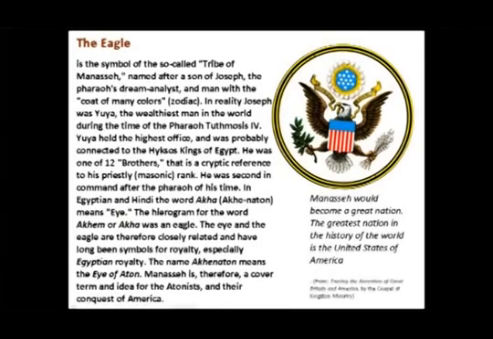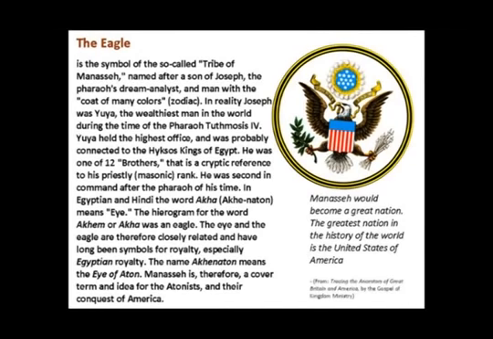In Egyptian and Hindi, the word Akka, like in Akhenaten, means eye. The hieroglyph for the word Akem or Akka was the eagle. The eye and the eagle, which appear on the dollar bill, are therefore closely related as symbols and have been symbols of royalty, especially of Egyptian royalty. The name Akhenaton means eye of Aton. Manasseh is therefore a cover term and idea for the Atonists and their conquest of America.